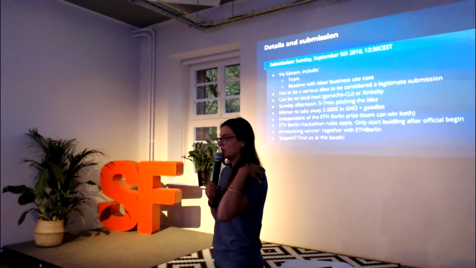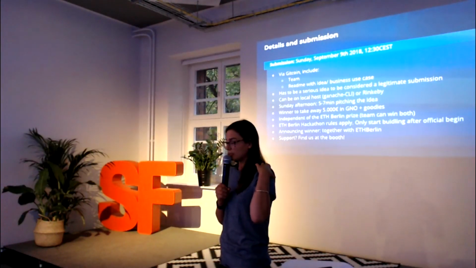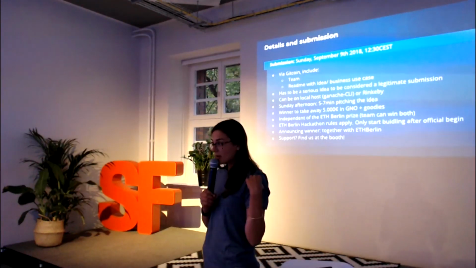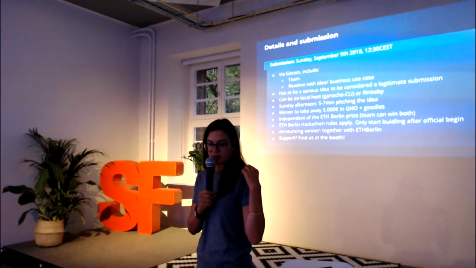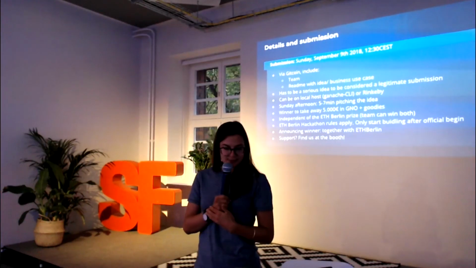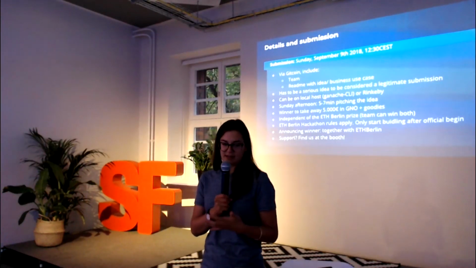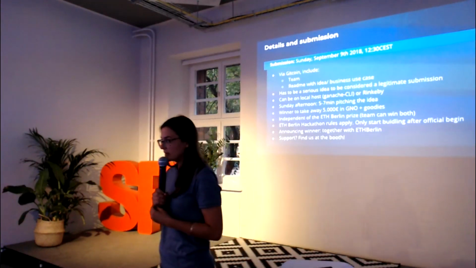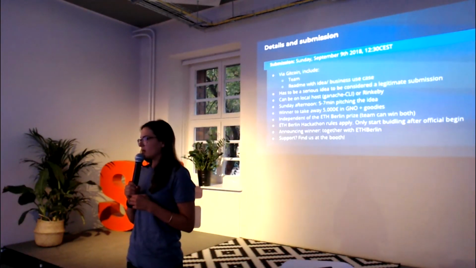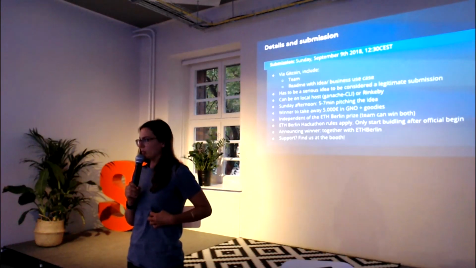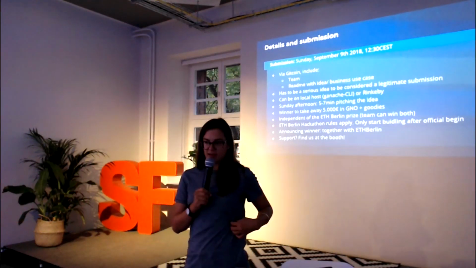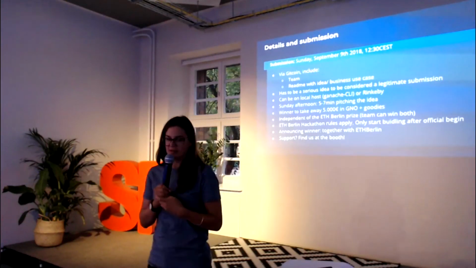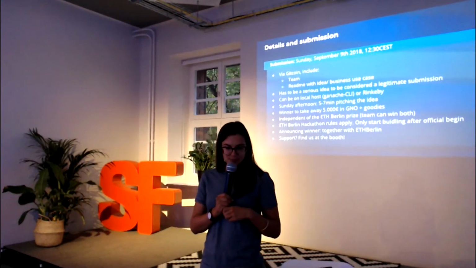Submission is Sunday, 12:30, because 12 o'clock is the official deadline for the East Berlin, so we'll give you a little bit more time to submit it also via Gitcoin. Please include the team and the business idea behind it. It has to be a serious idea. It can be on localhost or it can be on Rinkeby. Smart contracts are also on Kovan, but we prefer Rinkeby. It also has reorgs and it mirrors the mainnet a little bit better.